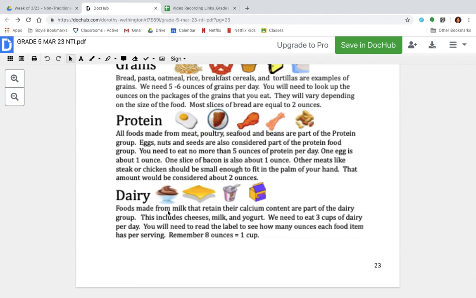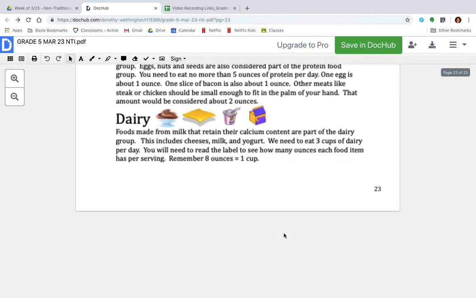Dairy. Foods made from milk that retain their calcium content are part of the dairy group. This includes cheeses, milk, and yogurt. We need to eat 3 cups of dairy per day. You will need to read the label to see how many ounces each food item has per serving. Remember, 8 ounces equals 1 cup.